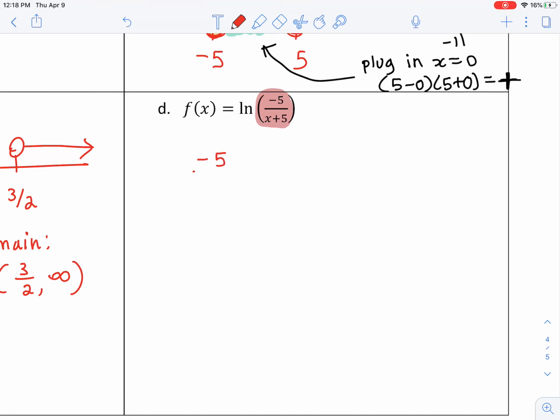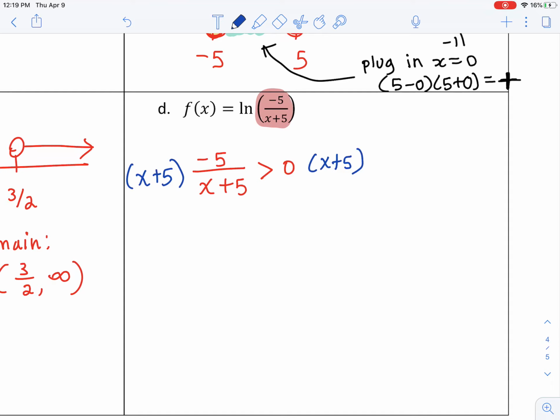Look at this. We got negative 5 over x plus 5, and we know that must be greater than 0. Now let's solve this. And remember how we solve this? Here's the thing though, what we are not allowed to do. We're not allowed to multiply both sides by x plus 5. Here's why. What do you know about x?